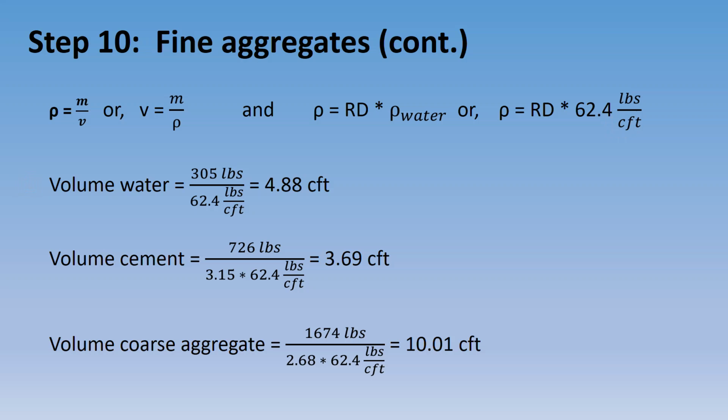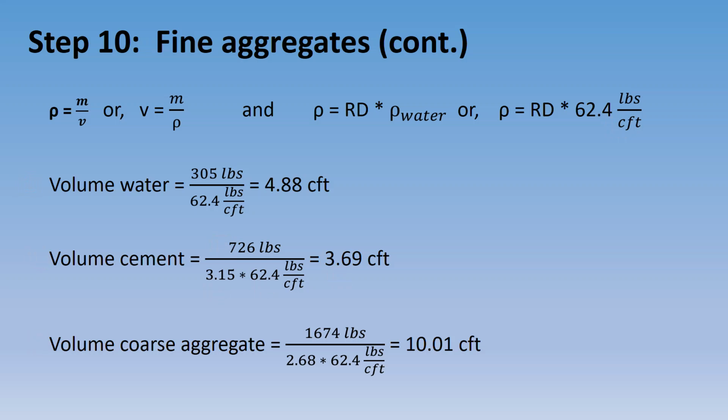So the volume of water is equal to mass of water over density of water, which is 305 divided by 62.4, or 4.88 cubic feet. The volume of cement is equal to mass of cement divided by density of cement, which is 726 pounds divided by relative density of cement, 3.15, times density of water, 62.4, and you get 3.69 cubic feet.